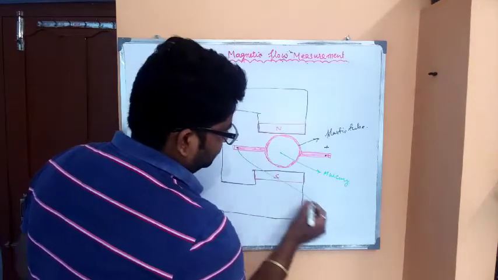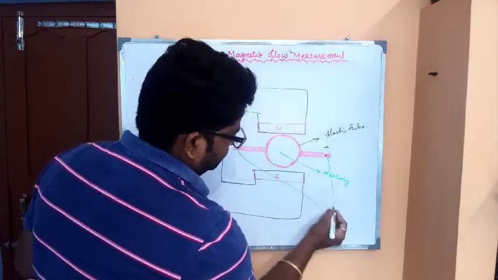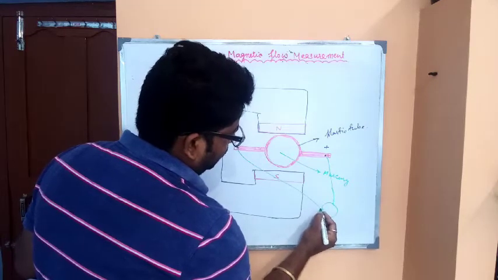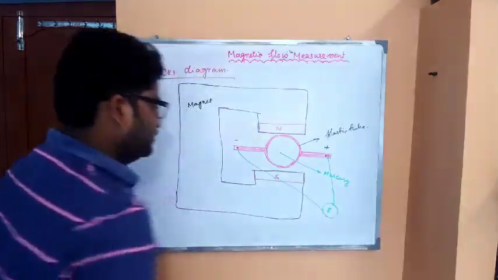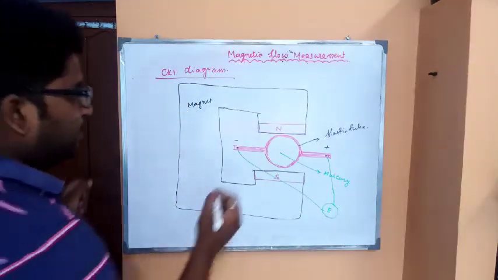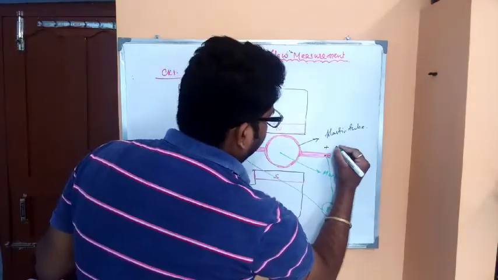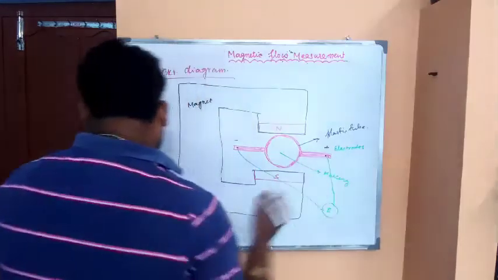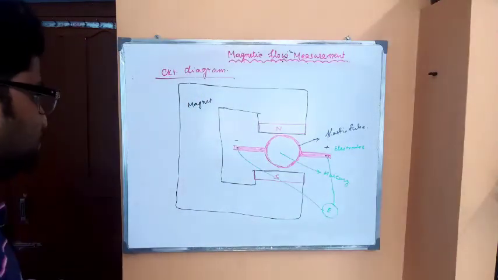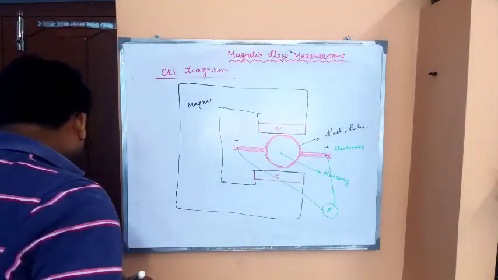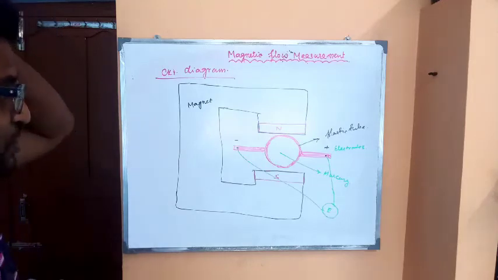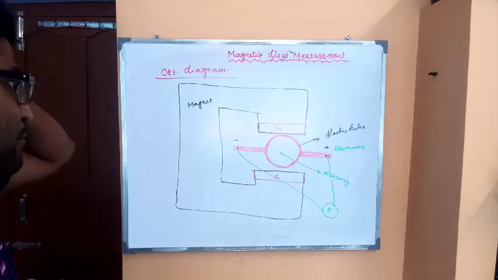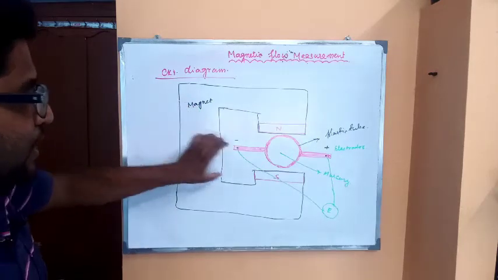Now within these two the voltage E is generated, okay, and these two are the electrodes. So this is the basic diagram or circuit diagram of a magnetic flow meter, which is having the magnet.